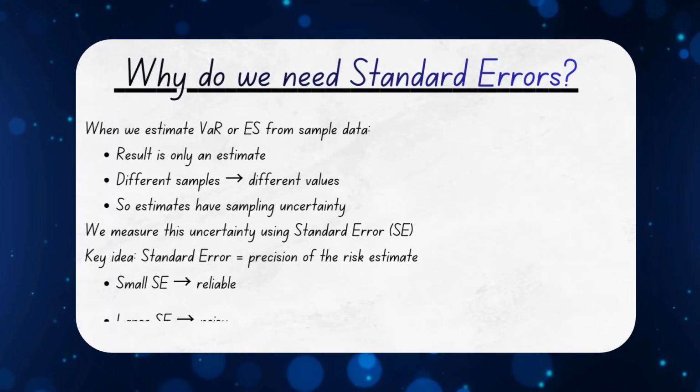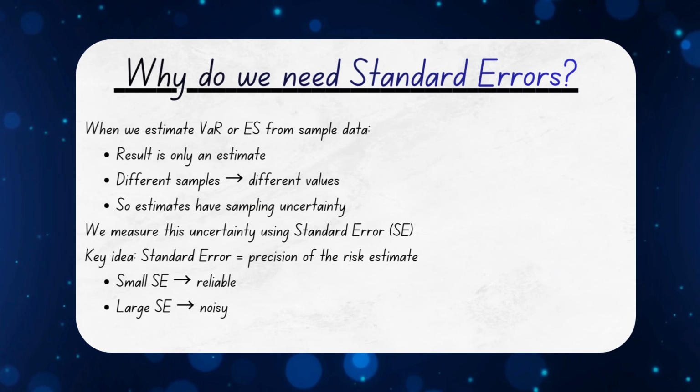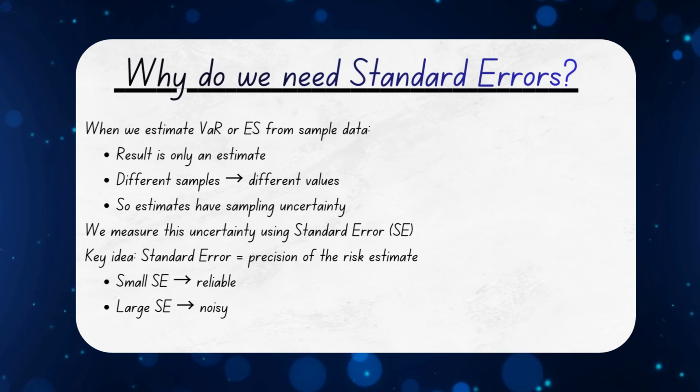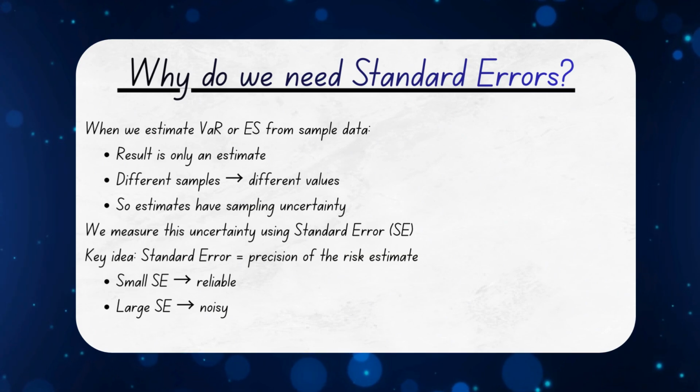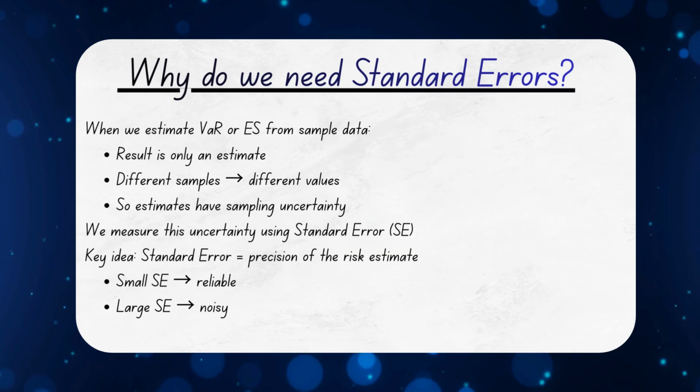When we estimate risk measures like VaR or expected shortfall from historical data, the number we get is not exact. It's only an estimate. If you take a different sample of returns, you will get a slightly different VaR, sometimes higher, sometimes lower. So the big question is, how reliable is our estimate? That reliability is measured using something called the standard error.